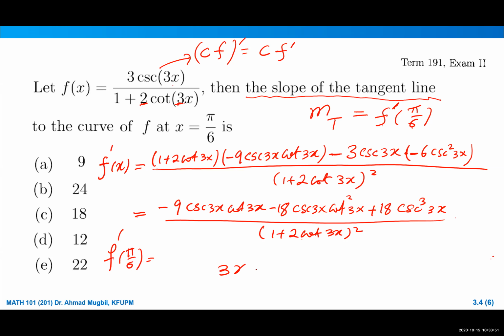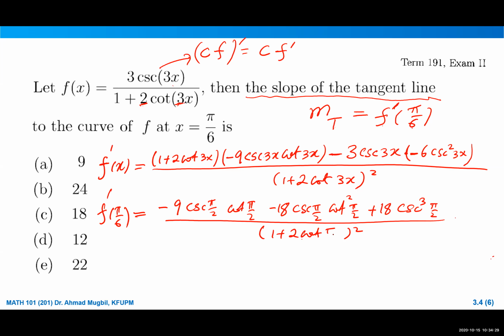Now you know when you have 3x, if you put pi over 6 instead of x, what will it be? It will be pi over 2, am I right? So now, I will find the derivative at pi over 6. Instead of 3x, I will write pi over 2. Also here, pi over 2. Here, pi over 2. And in the last one also pi over 2, and in the denominator pi over 2.